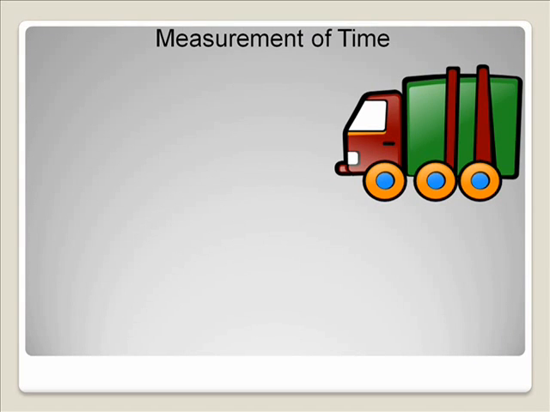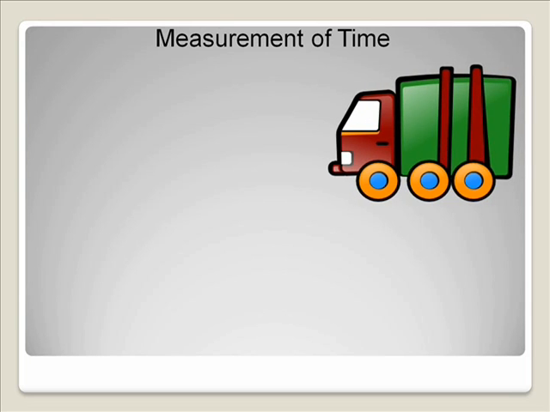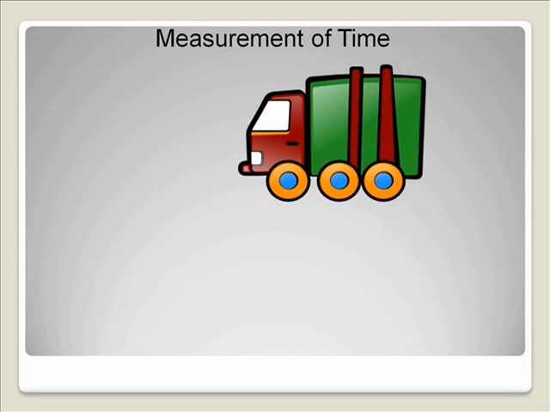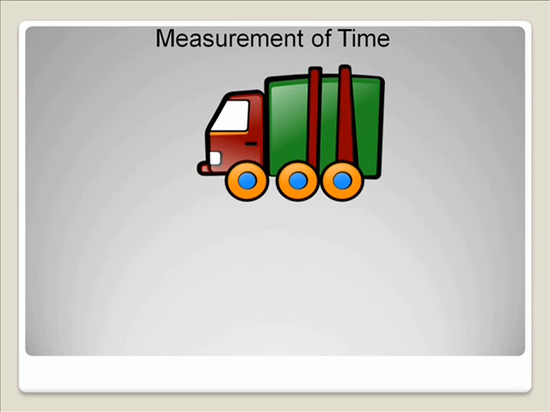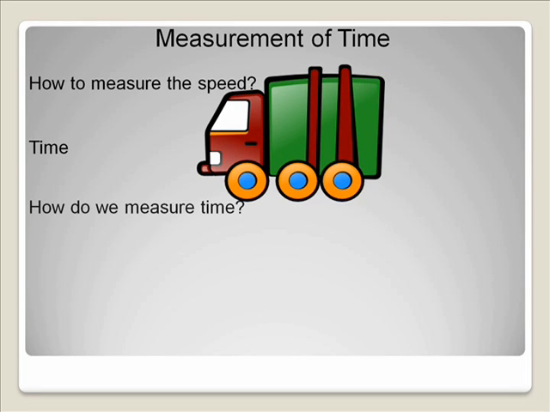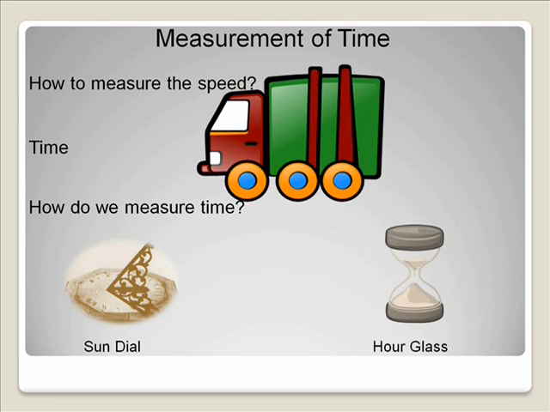Measurement of time. Look at this toy truck. Let's say it covers a certain distance. Now, if someone asks you the speed of this truck, how do you measure the speed? You need to know the time that it took to cover the distance. But how do you measure the time? In ancient times, people used to measure time using natural phenomena like the position of the sun and the length of the shadow, which were however not very accurate. Then came the sundials and the hourglasses. And finally, modern devices like clocks and watches to measure time.